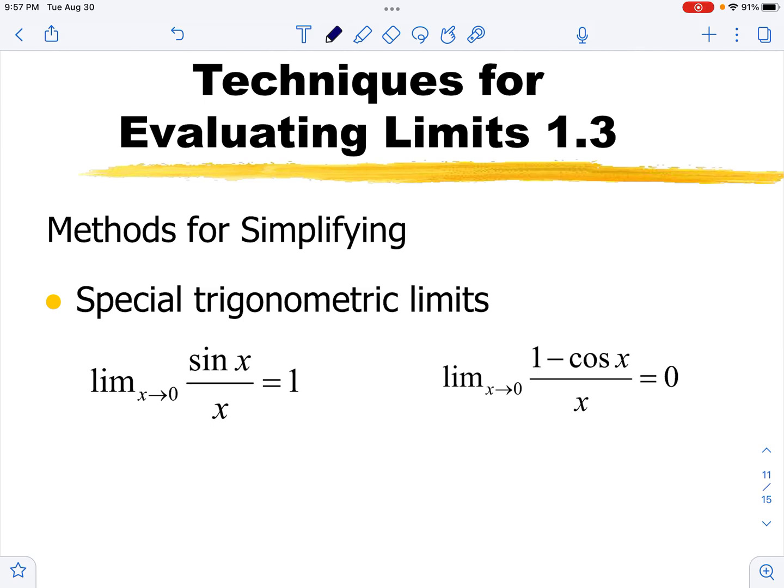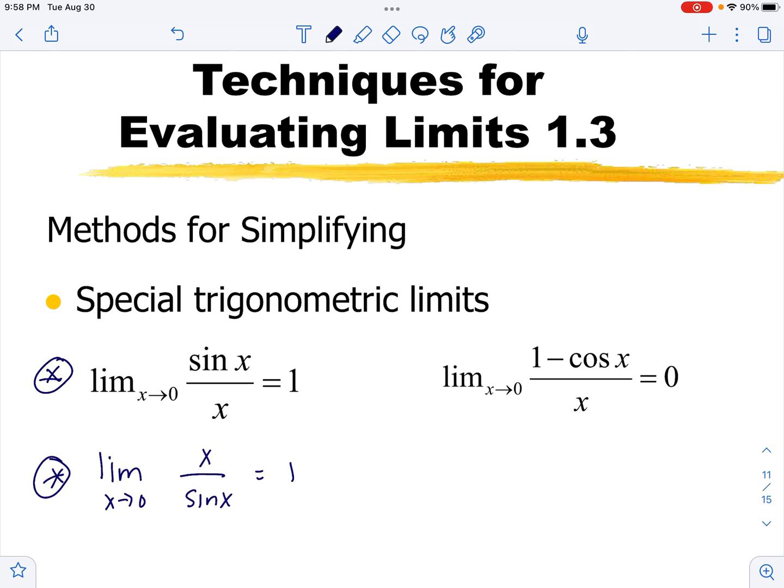So you need to know that the limit as x goes to 0 of sine x over x is 1. But you also need to know, and this one is not necessarily here, the limit as x goes to 0 of x over sine of x is also 1. So these are two that could be interchangeable. But then you also need to know the next one. The limit as x goes to 0 of 1 minus cosine of x over x is 0.